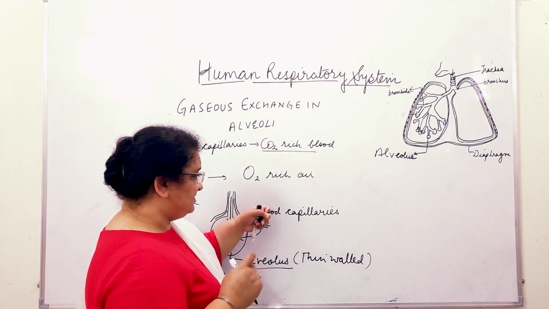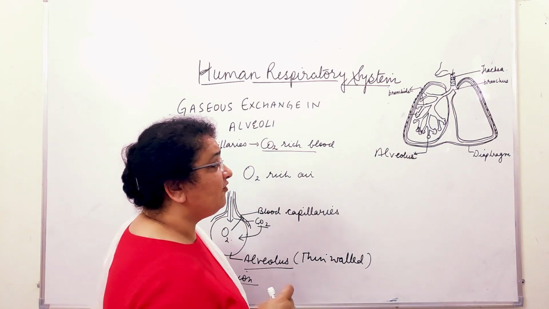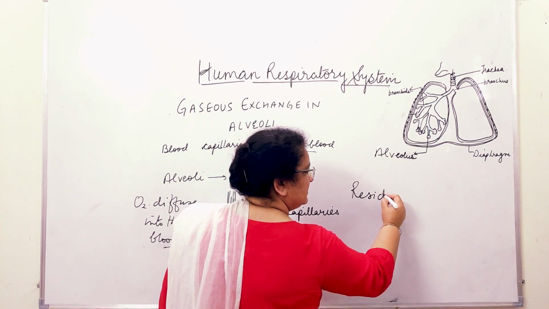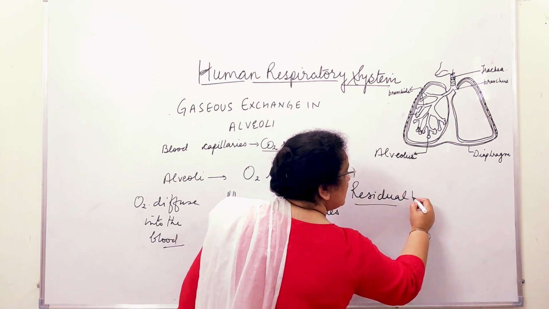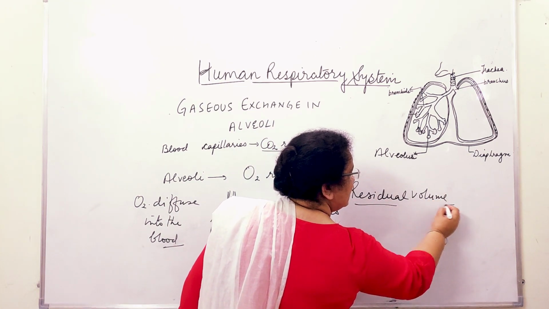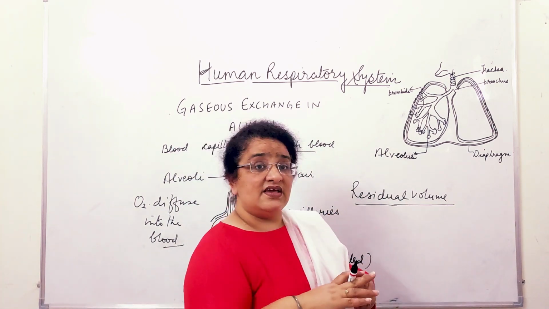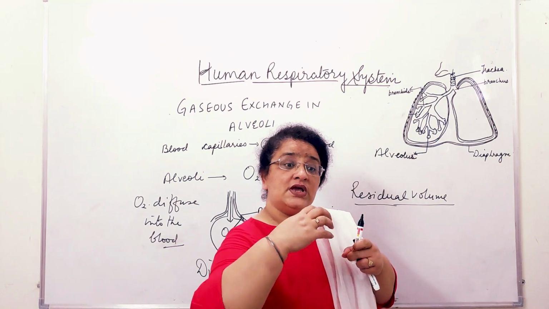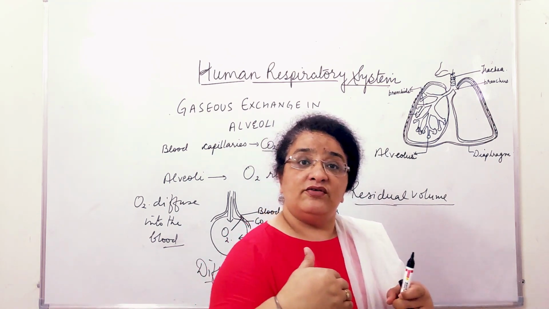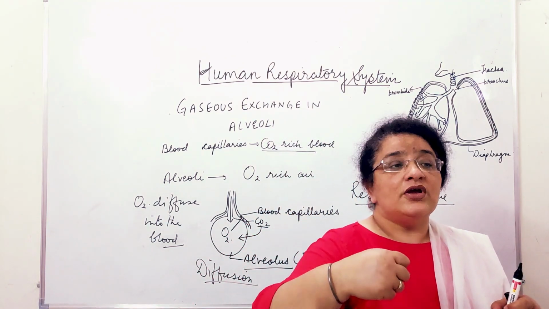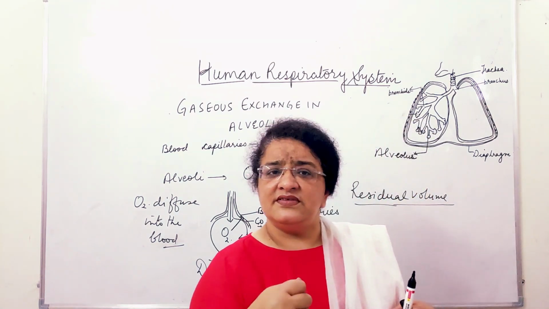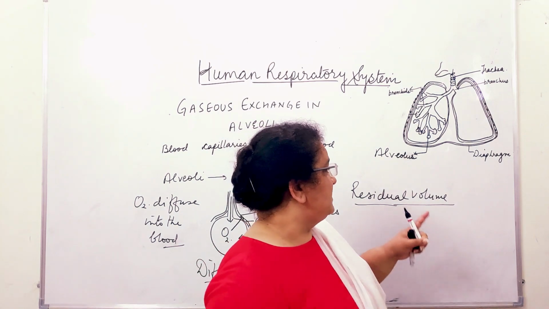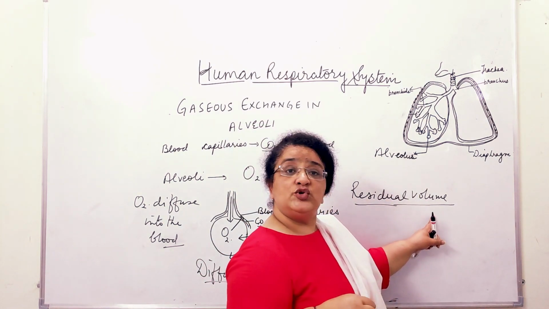Now during this exchange of gases, some residual air retains inside the lungs. What I mean to say is, when the whole lungs squeeze out the carbon dioxide rich gas, what happens? Some air remains inside the lungs, and that air is known as the residual volume.